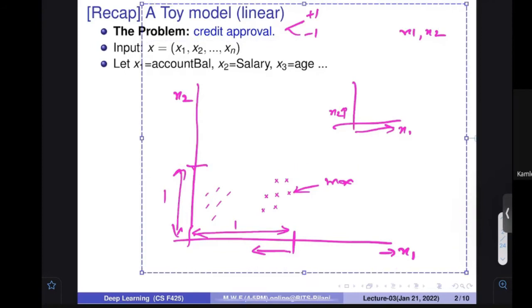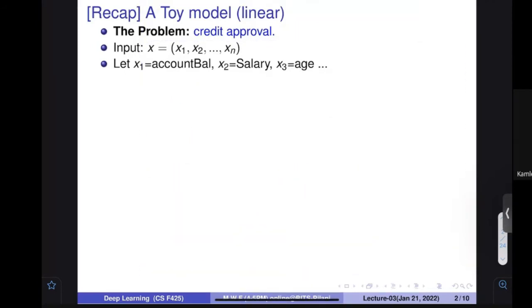So right now, let me go ahead with my slide. In the last class, we saw that if you have an item and you have defined the properties that are going to be there, x1 could be account balance, x2 could be salary, xn could be age. We have seen this in the last class.